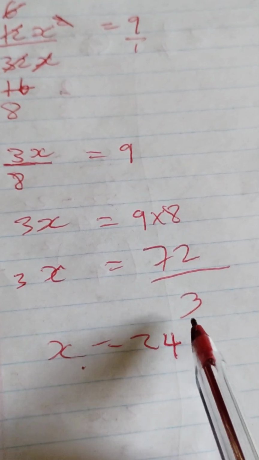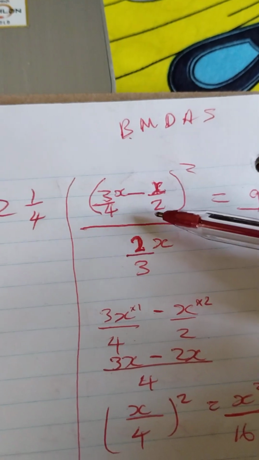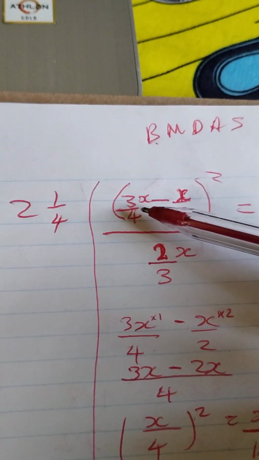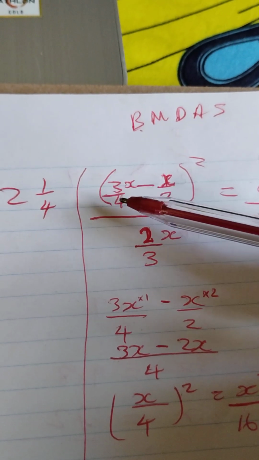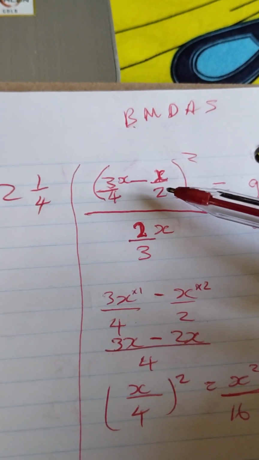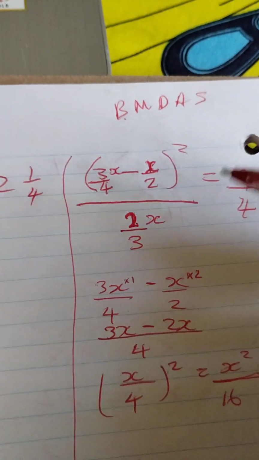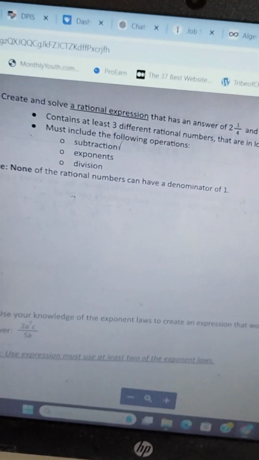So x equals 24. So if I go back to the expression that I've written, as I've said before, you could have written any expression. Instead of using 3 over 4, you could have put 1 over 4x. Instead of using a half, you could have here 1/3, whatever fraction it is that you wanted to include, as long as it includes the criteria which was stated in the question.